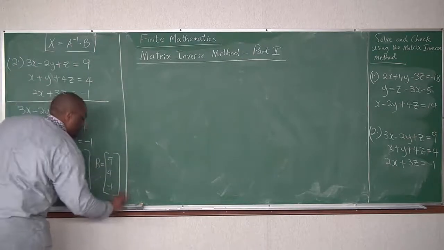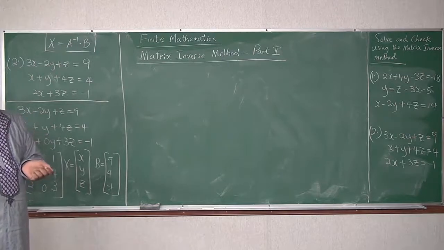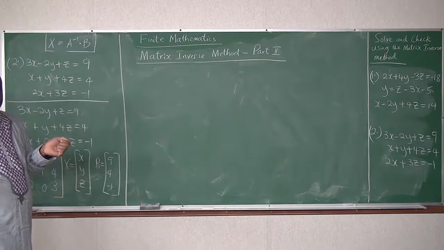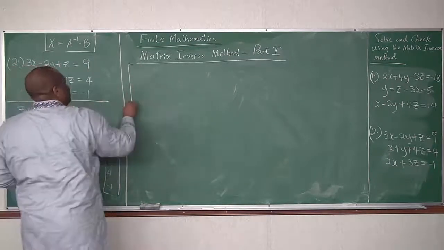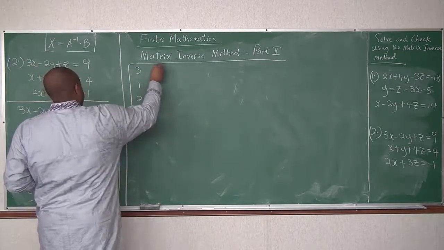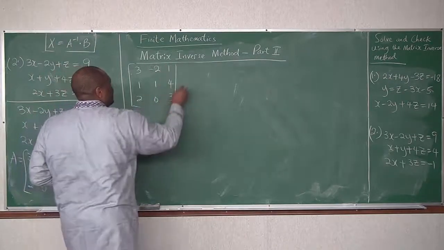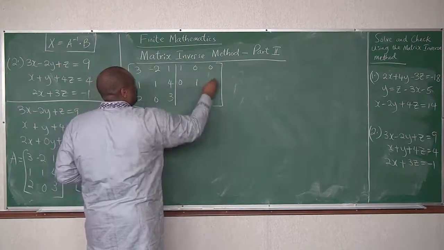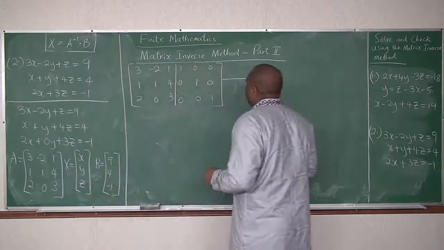Okay, let's find the inverse of A. You can actually pause this video now and try to find the inverse on your own. Then you can check whether you are correct. This will be 3, 1, 2, negative 2, 1, 0, 1, 4, 3, 1, 0, 0, 0, 1, 0, 0, 0, 1. So what do we have?